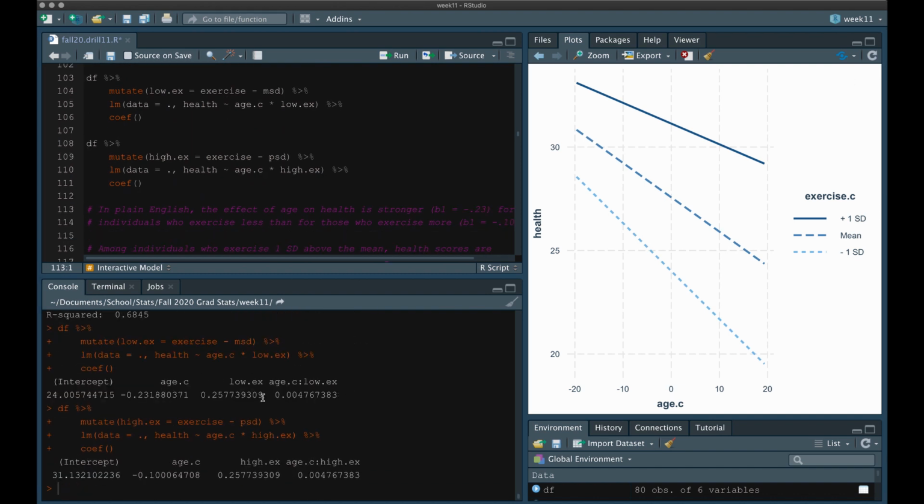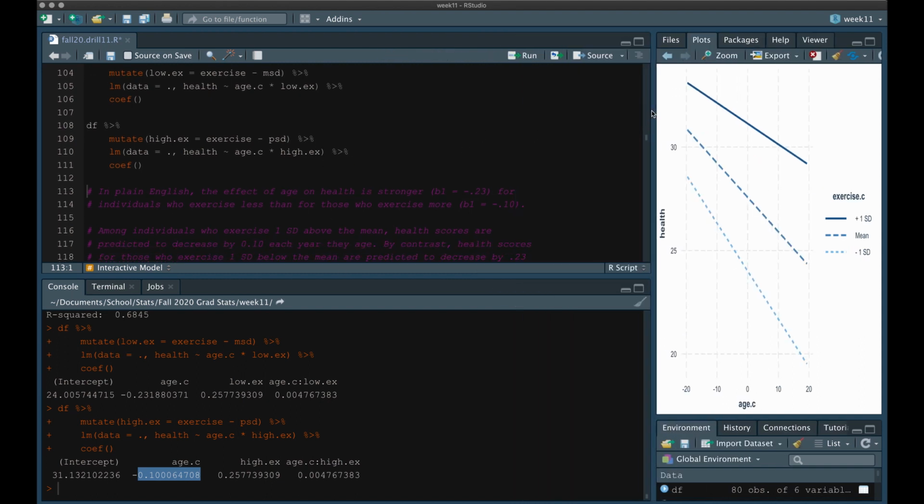If we look at the effect of age for low exercise, that's right here, this light blue dotted line at the bottom, from 0, a 1 unit increase in age drops down 0.23 points. Whereas up here at plus 1 standard deviation, a 1 unit increase in age only drops that 0.1 points. So that's why this line is not as steep as this line, which is what that interaction means. That's why we say that the effect of age is stronger for people who don't exercise as much.